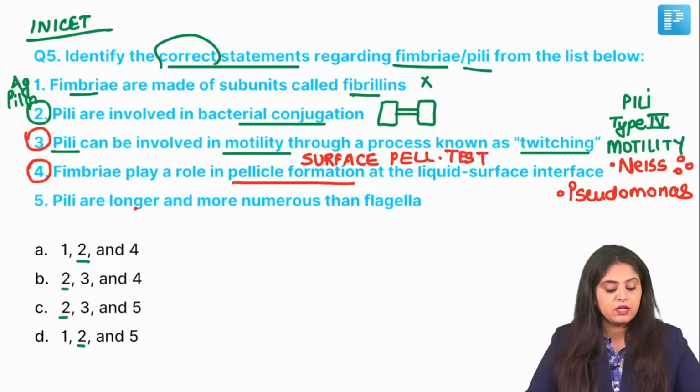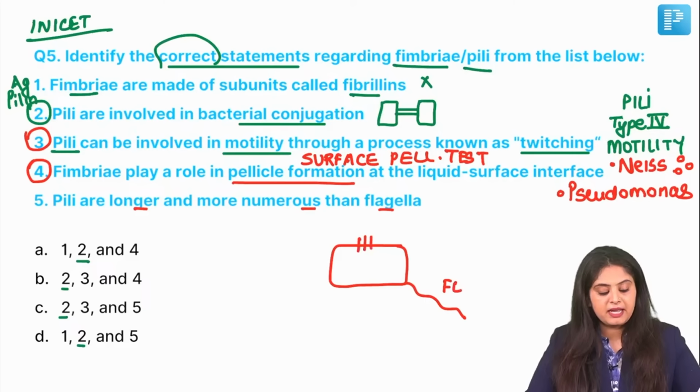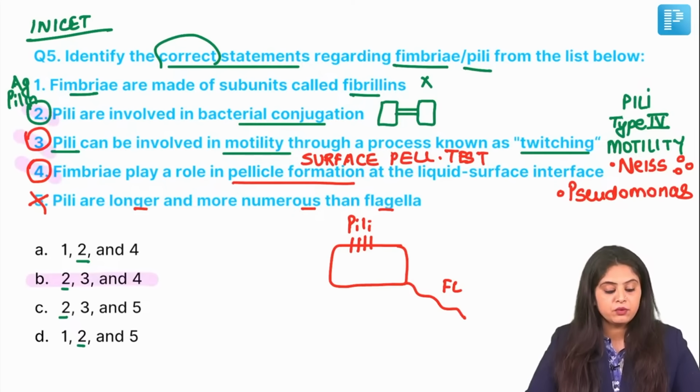Coming to pili, are they longer and more numerous than flagella? No. If you remember the bacterial structure, the longer one is always the flagella and the pili are always the smaller ones. So they are not longer. This is wrong. The only 3 correct statements were 2, 3 and 4. Is that okay? Yes, everything about pili is clear.